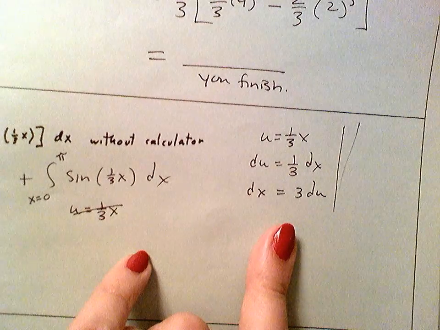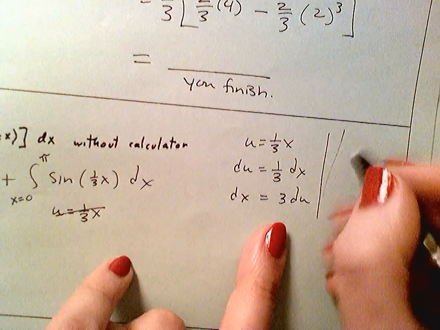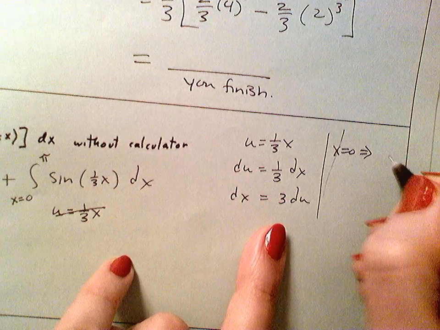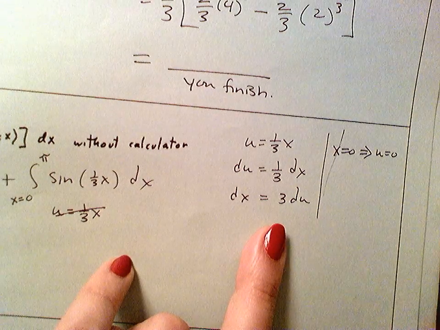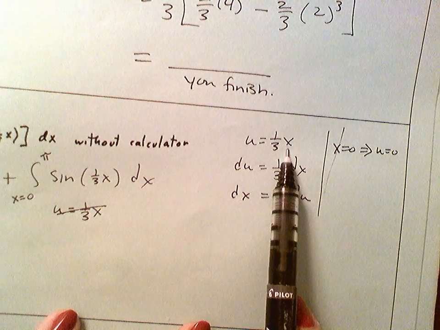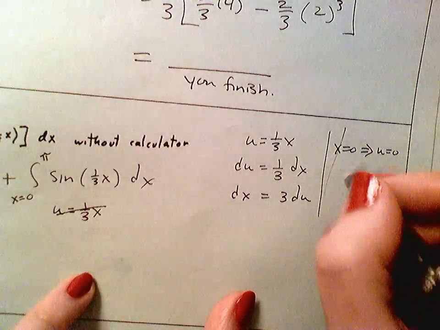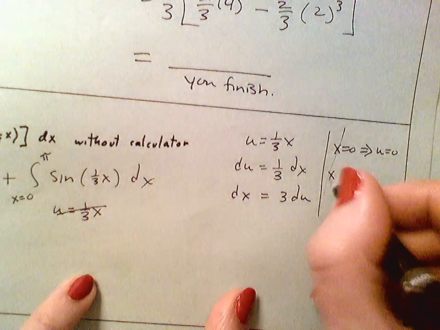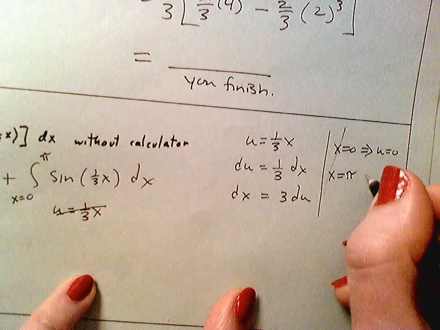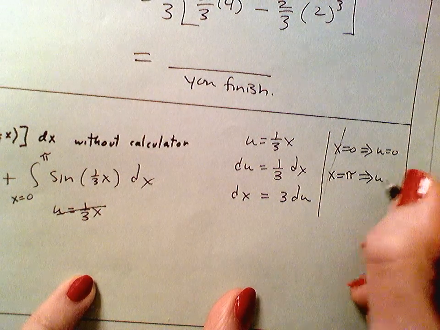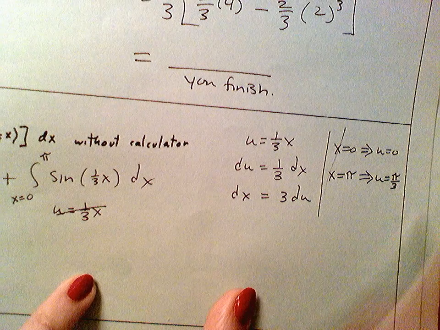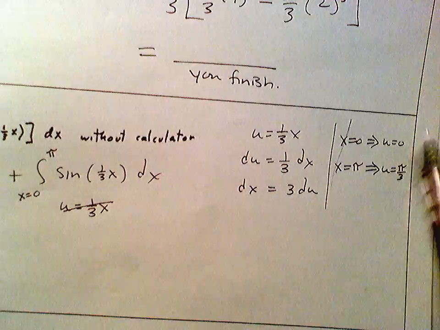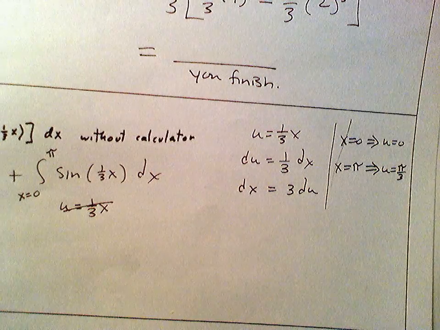Okay, but then since this is a definite integral, we've also got to change the limits of integration. So if x equals 0, then u equals 0, because we're just plugging 0 in there. So the lower limit with u's is going to be 0. And then when x equals pi, u will be pi over 3, because I just plugged pi into there. So that's what my upper and lower limits are going to be on the second one.